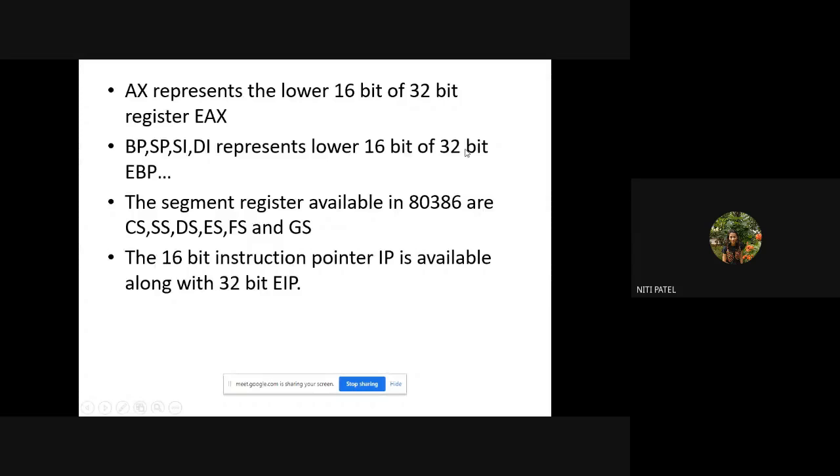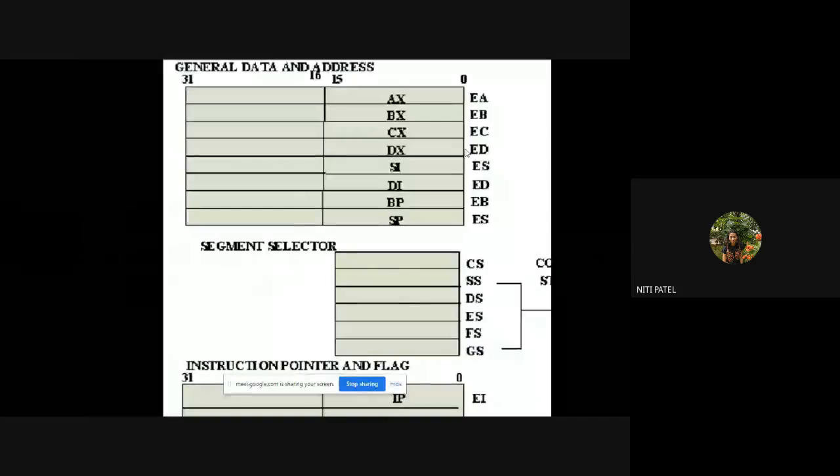Do you remember we had segment registers in 8086? Yes or no? Yes, ma'am. The same segment registers are now extended in 80386. So code segment, stack segment, data segment, and extra segment, which were previously 16 bits, have now been extended and become how many bits? 32 bits. Along with that, we have two more extra segments in 80386 which were not there in 8086. Which are those? FS and GS.